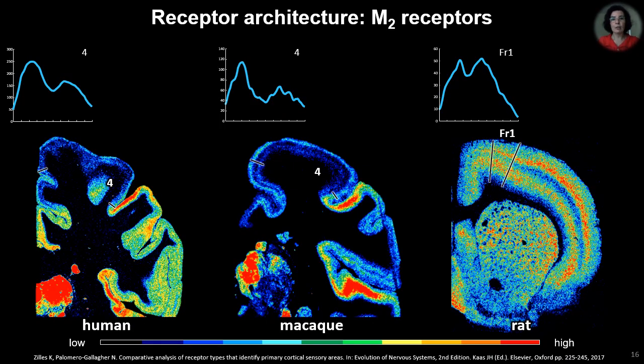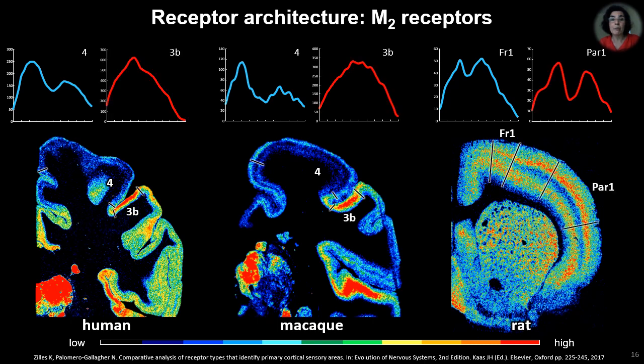These differences in the cytoarchitecture of the primary motor cortex are accompanied by differences in receptor architecture. For example, whereas in the primate brain, the second maximum in the muscarinic M2 receptor profile is considerably lower than the first one, in the rat brain, both maxima reach a comparable height. If we concentrate on the primary somatosensory cortex, we find a comparable cytoarchitecture in all three species. However, the M2 receptor profiles of human and macaque area 3b differ considerably from that of primary somatosensory area PAR1 of the rat.